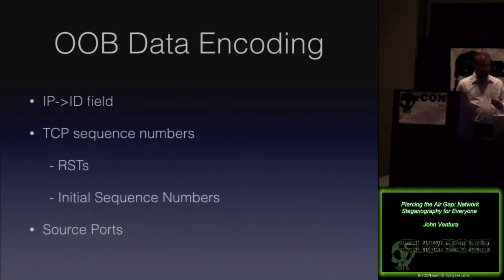Other people who have done this, and there's a doctoral thesis out there if you want to Google for it, have used RSTs. So they establish a legitimate TCP connection between point A and point B, and within that TCP connection, they send a lot of resets. So they reset the sequence numbers, and those new sequence numbers have the data stuffed into it. That can give you up to 8 bytes of throughput per packet, which for what we're doing is actually pretty good throughput.